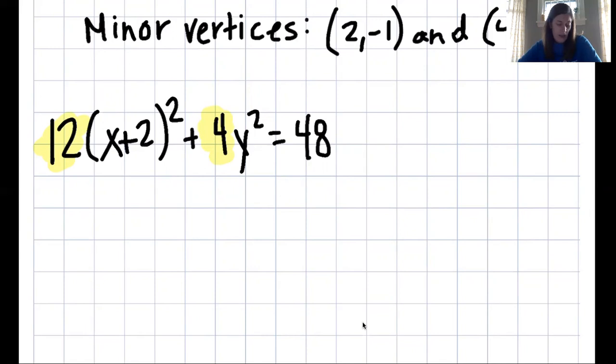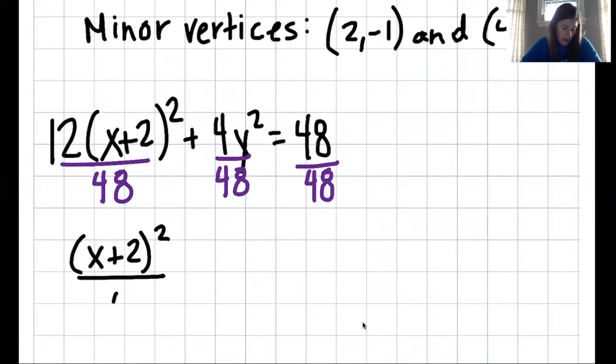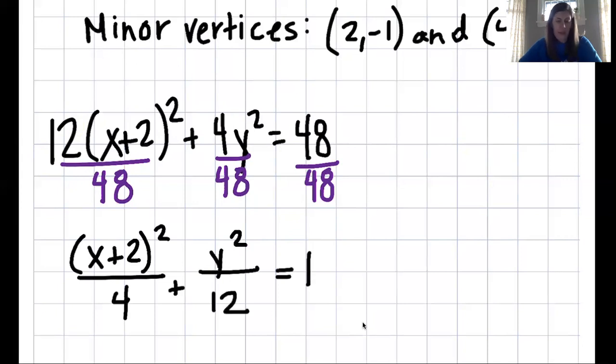So what we want to do in this case is, it's not in standard form until this other side is equal to 1. So when we're looking at this 48 over here, how can we get that to be equal to 1? Well, we'll just divide by 48, because then it will be equal to 1. That means I have to divide each term on the other side by 48. And so I come up with something like this: (x plus 2) quantity squared over 4 plus y squared over 12 equals 1.